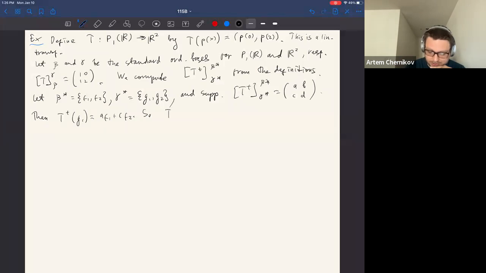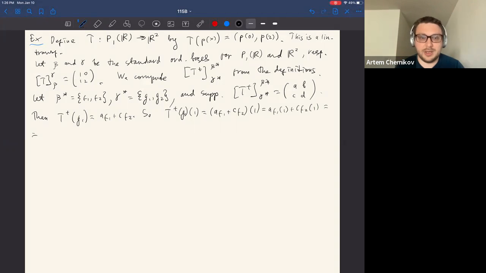So we have that the value T transpose G1, it's a function, remember? So when we evaluate it on 1, what we get is the function A F1 plus C F2 evaluated on 1. Now, by linearity, this is just A F1 of 1 plus C F2 of 1. But now, since F1, F2 are the elements of the dual basis, this is the same thing as A times 1 plus C times 0. This is equal to A, right? So we get that this value is A.